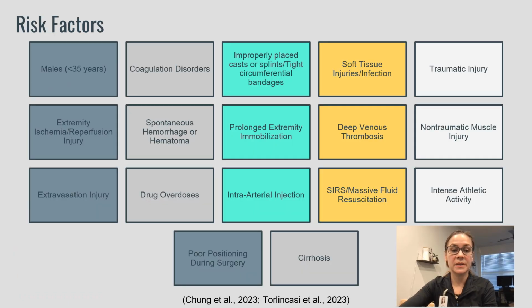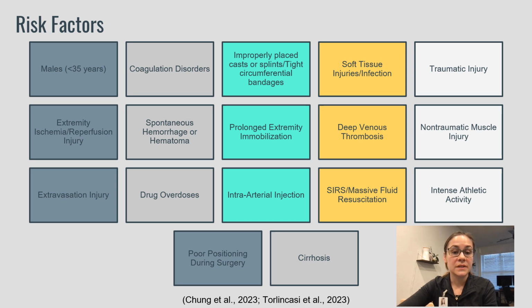Risk factors for compartment syndrome really involve any condition that increases the volume of the compartment without an increase in the diameter of the unyielding myofascial envelope. Other factors include males, usually less than 35 years, coagulation disorders, improperly placed casts or splints or tight circumferential bandages, soft tissue injuries or infection, traumatic injuries such as fractures, specifically long bone fractures, including tibial fractures, crush injuries, burn injury, bites and stings, high pressure injection, or birth injury.